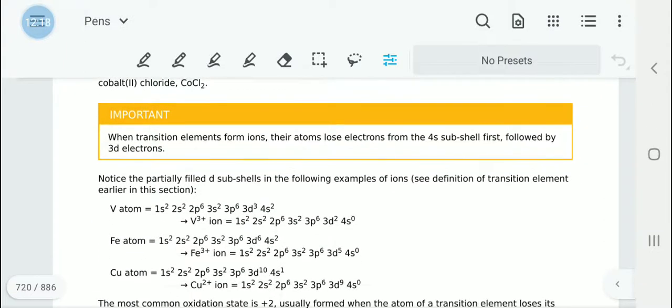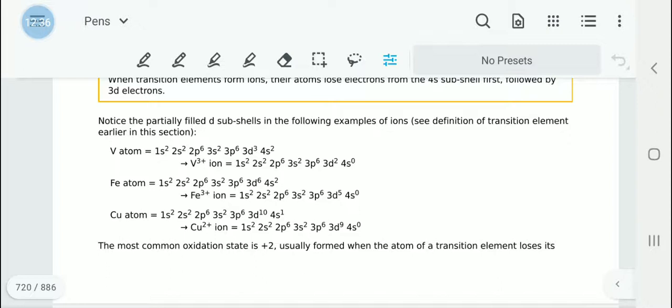Another very important thing that you need to understand is when transition elements form ions, first they lose electrons from the 4s subshell, and then only from the 3d electrons. Now always remember the transition elements, their ions would have partially filled d subshells, right? So the vanadium atom is going to be 1s2, 2s2, 2p6, 3s2, 3p6, 3d3 and 4s2.